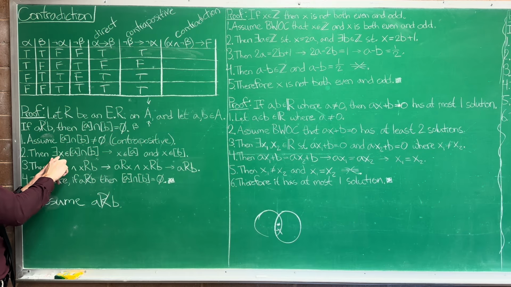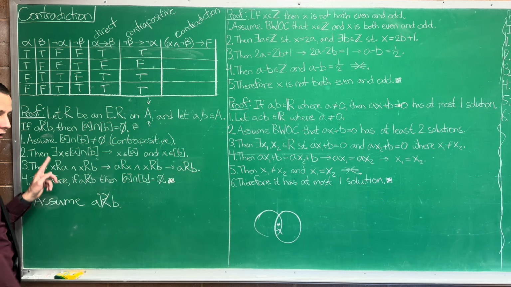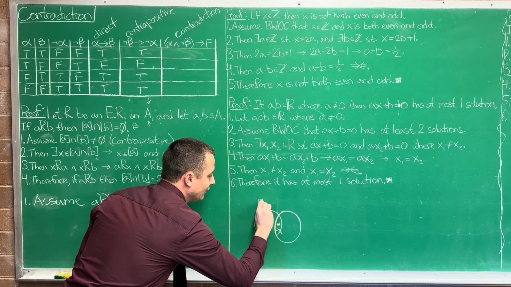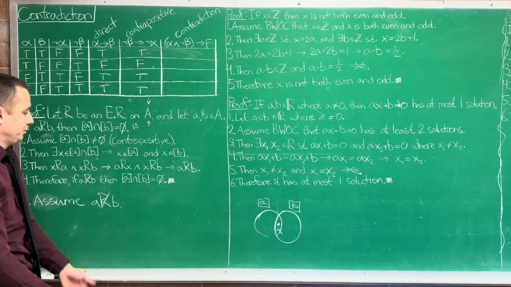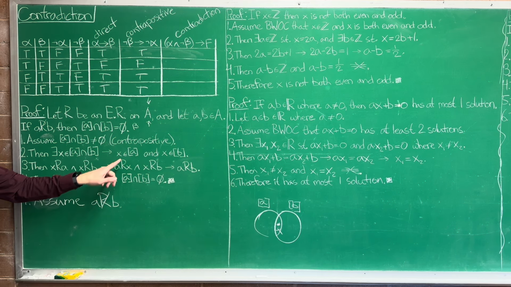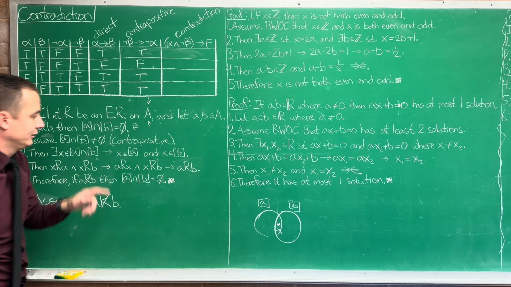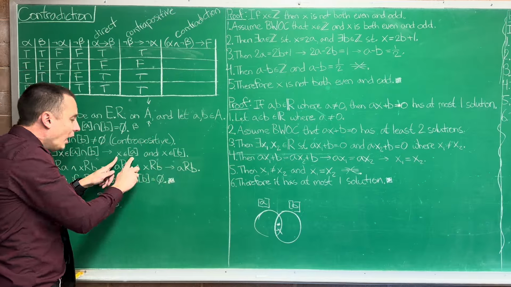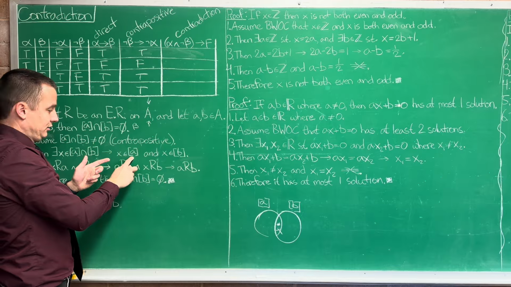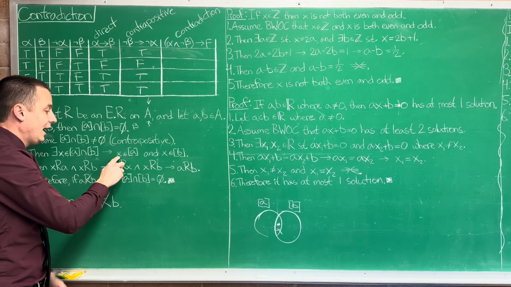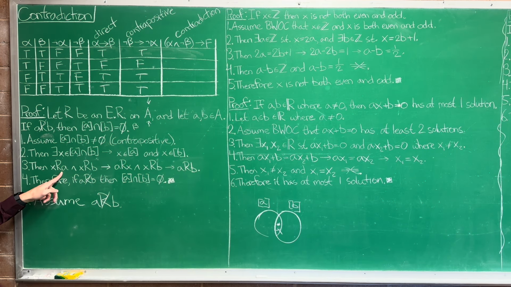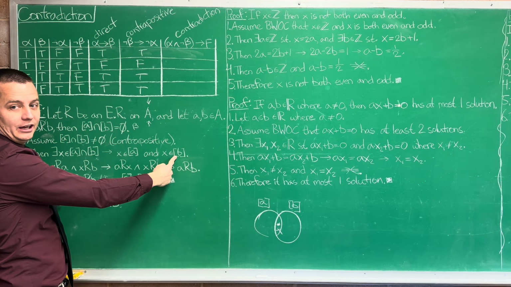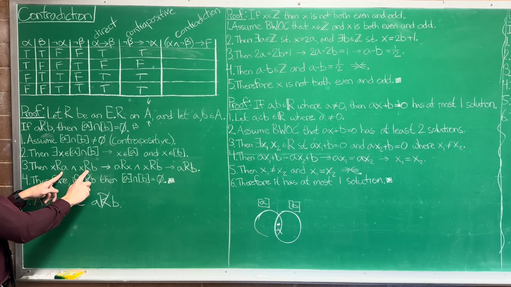What does it mean for X to be in the intersection of A's equivalence class and B's equivalence class? It's an AND. It means X is in A's equivalence class and X is in B's equivalence class. That's what it means for it to be in their intersection. It's in both. So I know X is in A's equivalence class and X is in B's equivalence class. Now what is A's equivalence class? Everything related to A. So if X is in A's equivalence class, what does that mean? X is related to A. And if X is in B's equivalence class, what does that mean? X is related to B.